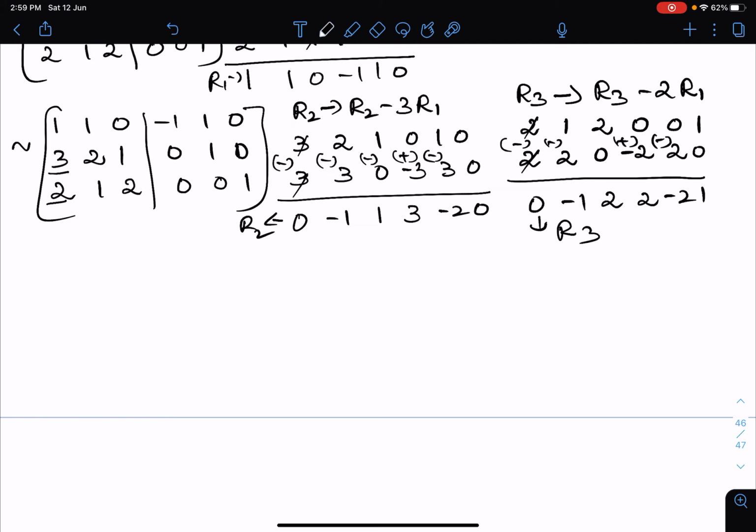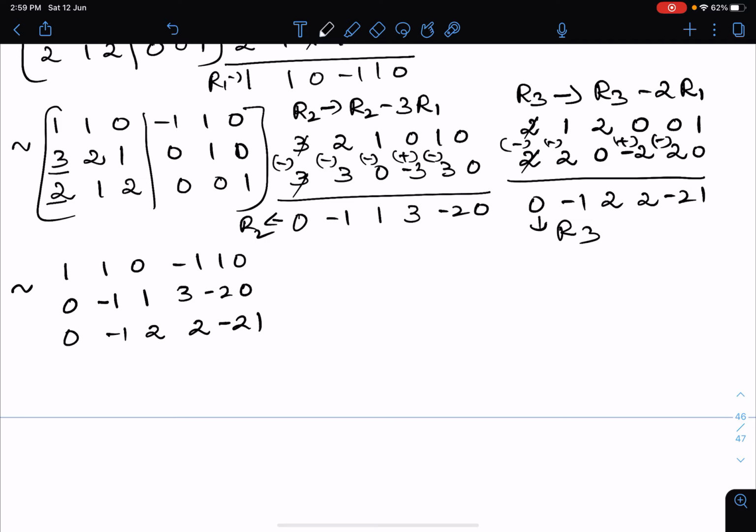Now we can write our equivalent matrix. Our first row remains the same, 1 1 0 minus 1 1 0, and here 3 2, sorry, it is not going to be 3 2 1, isn't it? We have changed it. So our new R2 is going to be 0 minus 1 1, 3 minus 2 and 0. Similarly, our new R3 is going to be 0 minus 1 2, 2 minus 2 and 1. So this is our equivalent matrix after the elementary transformation.